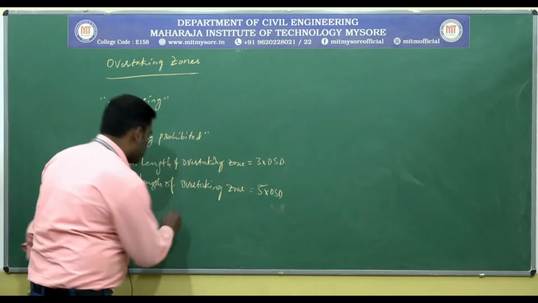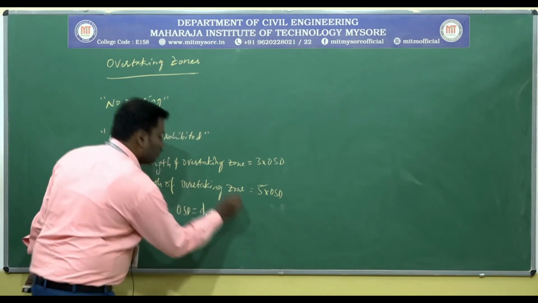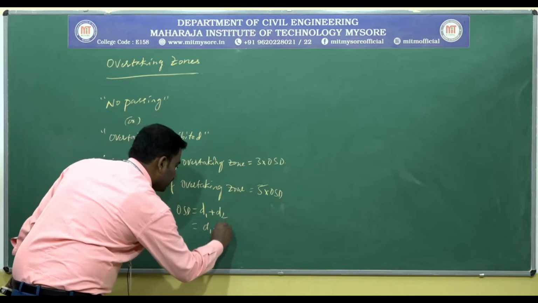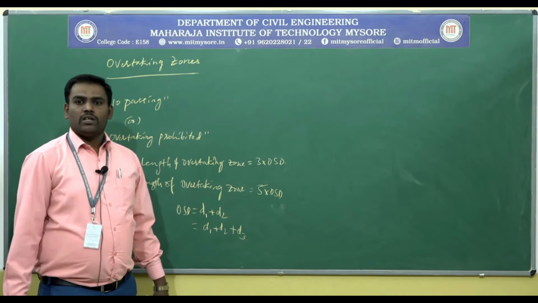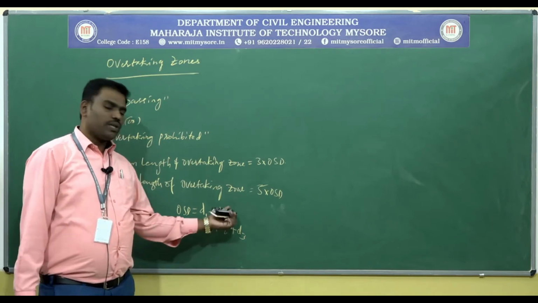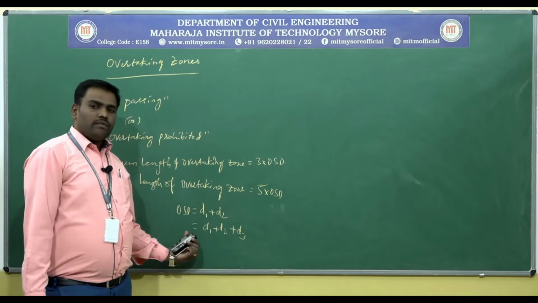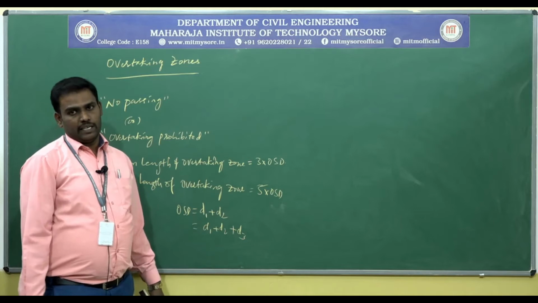We know what OSD is equal to. OSD is equal to D1 plus D2 for one way traffic on a two lane road, and for two way traffic on a two lane road it is D1 plus D2 plus D3.